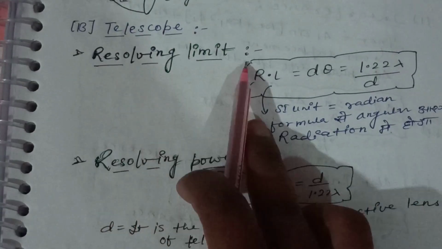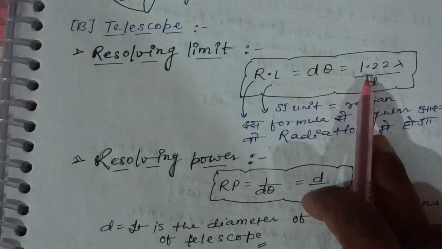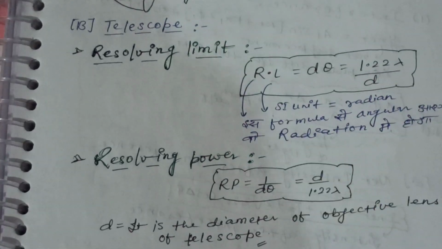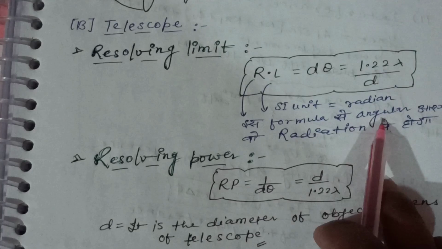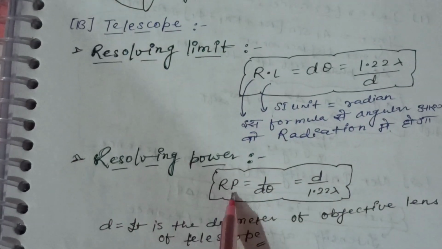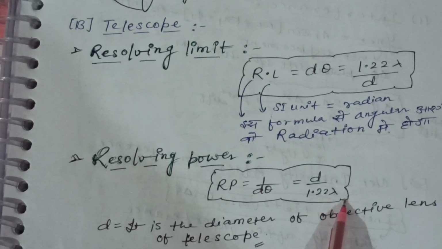Telescope. Resolving limit: RL is equal to del theta is equal to 1.22 lambda upon D. From this formula the angular value will come in radians. Resolving power RP is equal to 1 upon del theta is equal to D upon 1.22 lambda.